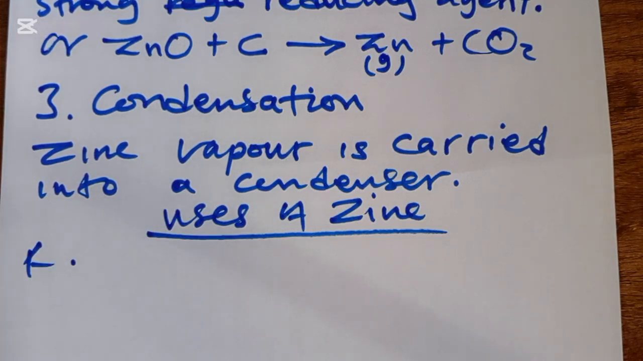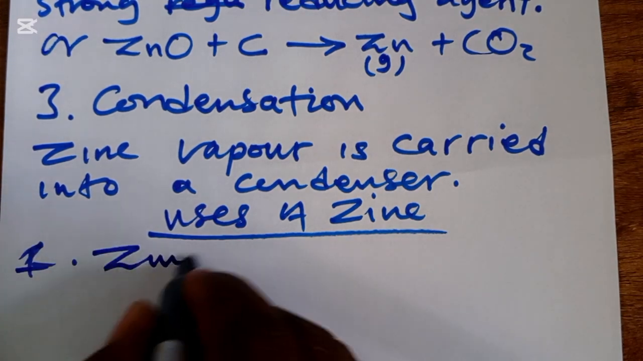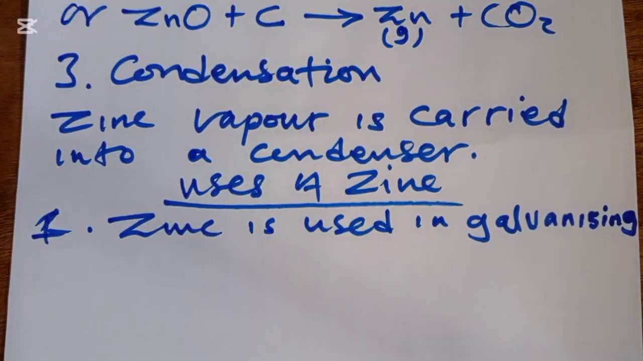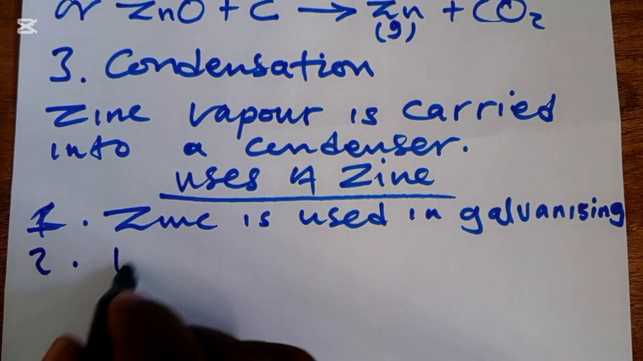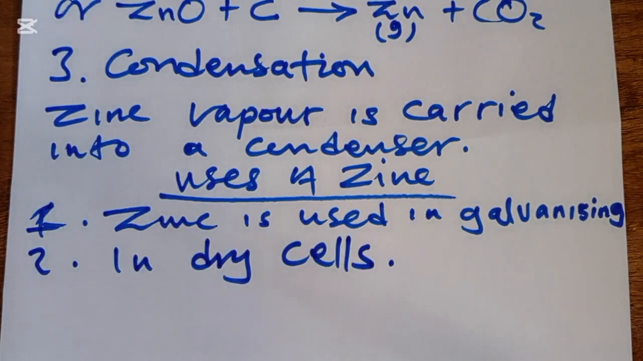Number 1, zinc is used in galvanizing. Number 2, zinc is used in dry cells. Number 3, zinc is used to make alloys such as brass.